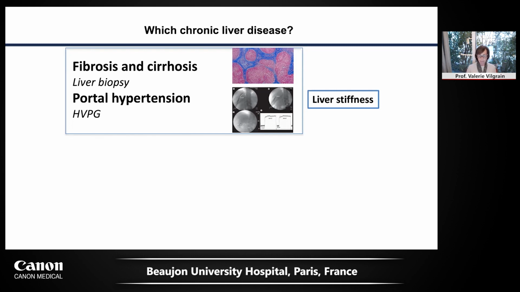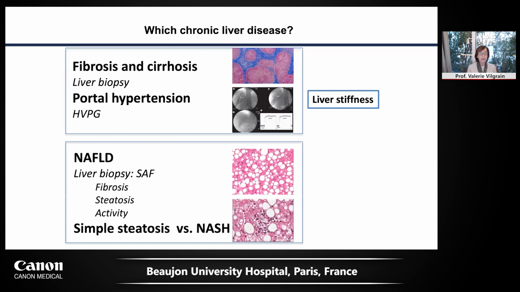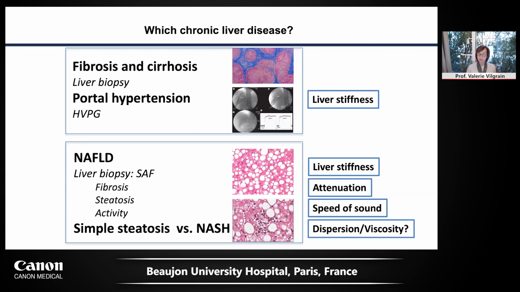The second big chapter of liver disease is non-alcoholic fatty liver disease, which is really a pandemic, not exactly like COVID, but a very important medical healthcare issue. And for that, again, liver biopsy is the reference method, assessing not only fibrosis, as we have seen with classical cirrhosis. Again, we can do that by measuring liver stiffness, but also by assessing the presence and the quantification of fat within the liver by measuring steatosis with different techniques.